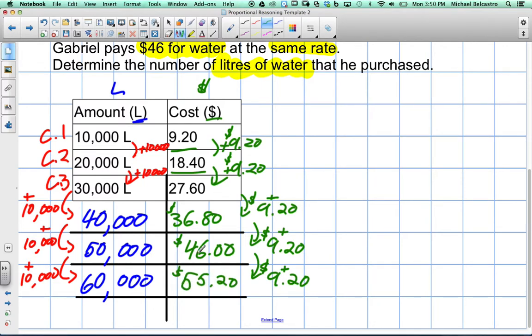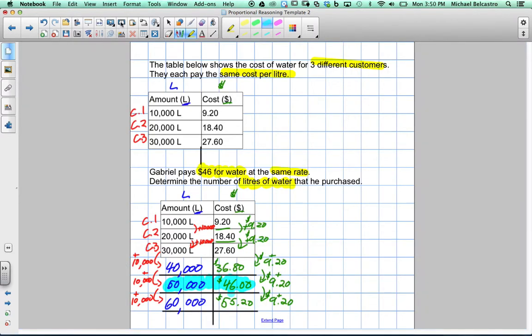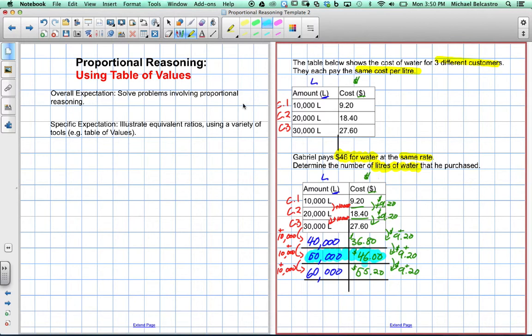Well, as we completed the table, you may have noticed that we've already figured out exactly what we needed to know. Gabriel had spent $46, and it turns out that means he purchased 50,000 liters of water in this case. Okay. So, if you'd like to figure out other ways to solve this question, you can check out our other playlists for different methods of solving the same question.